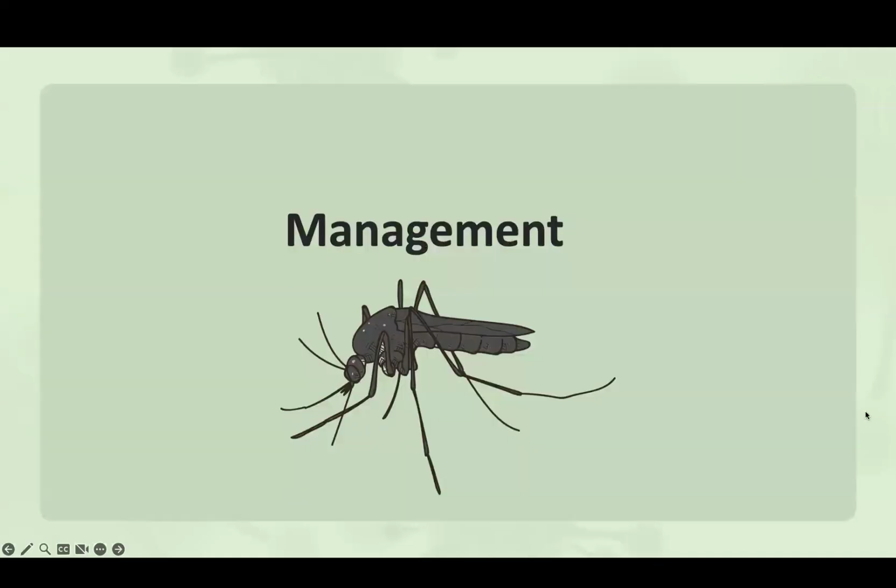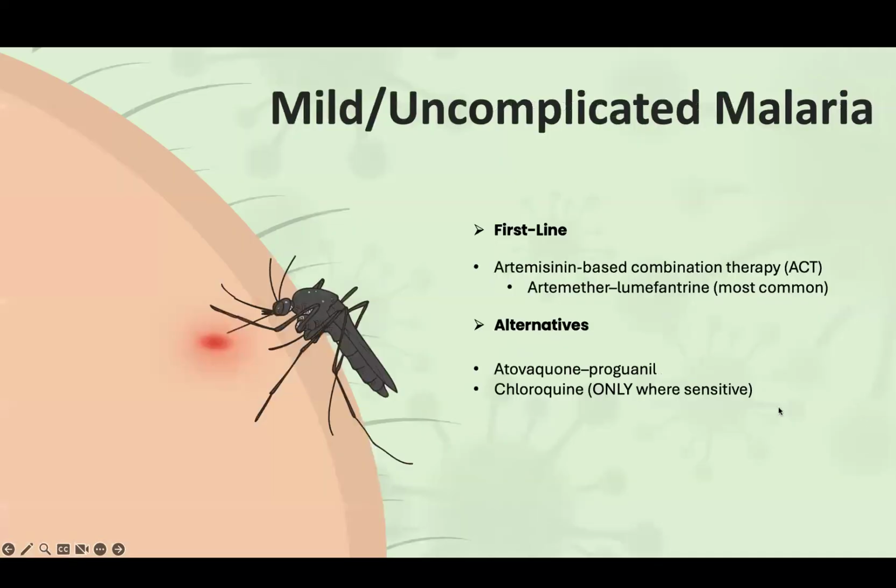Now, how do we treat malaria? So we have mild, uncomplicated, and severe forms of the infection. So for mild, uncomplicated malaria, artemisinin-based combination therapy is the cornerstone of treatment.